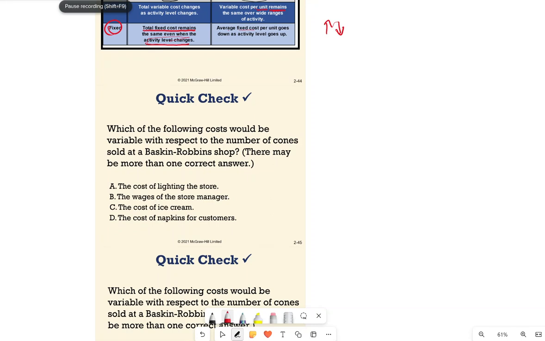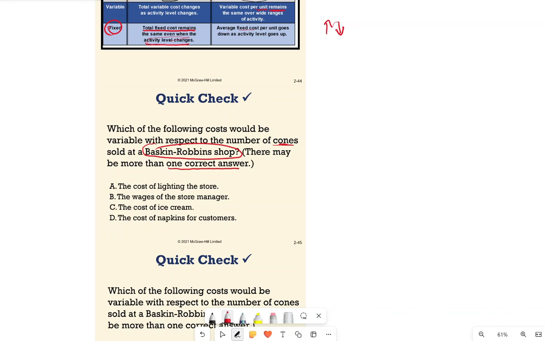So let's look at it and see if we can pinpoint what the next example is asking us to do. It says: which of the following costs would be variable with respect to the number of cones sold by a Baskin-Robbins shop? There may be more than one correct answer. It's an ice cream shop, and they sell ice cream. So we want to know which one is variable. You could have more than one variable cost.